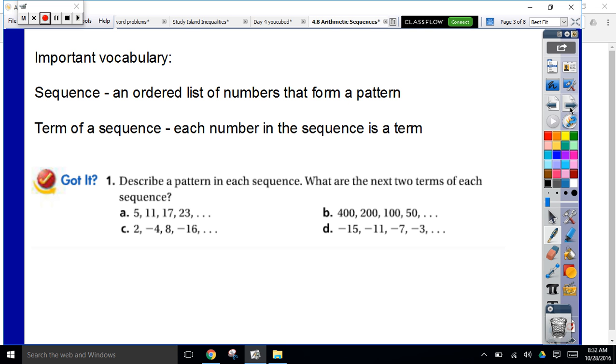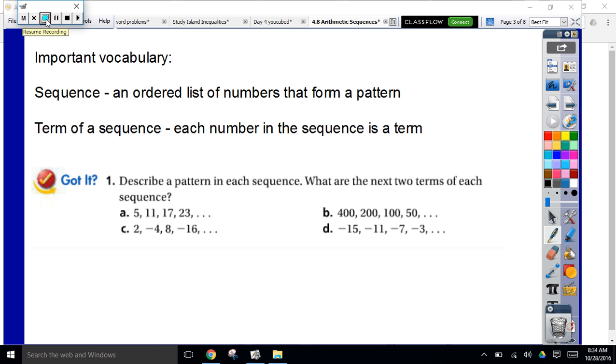So first what we're going to look at is just describing a pattern in the sequence and then deciding what the next 2 terms of the sequence are. So we're not actually writing an equation yet or a formula for the sequence. We are just describing the pattern, figuring out the next 2 terms. So I want to give you a couple minutes to look at these patterns, decide what the pattern is, describe it, and then figure out the next 2 terms.